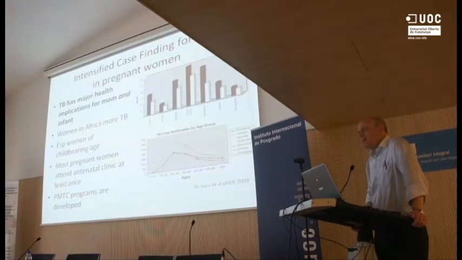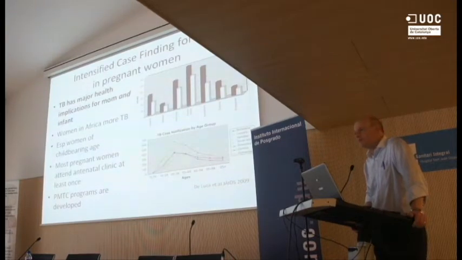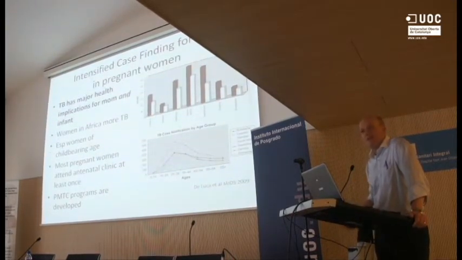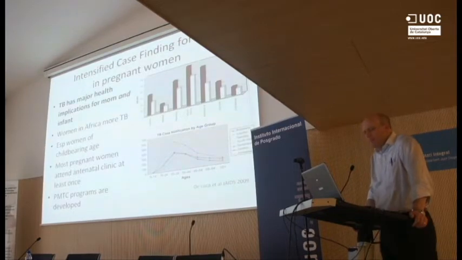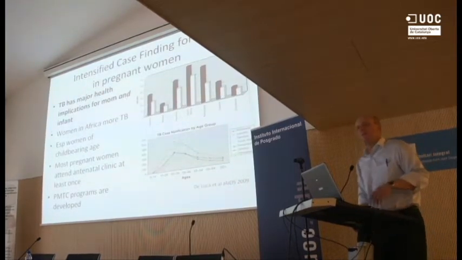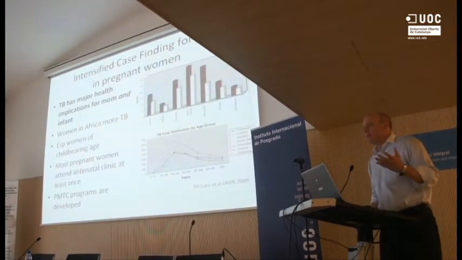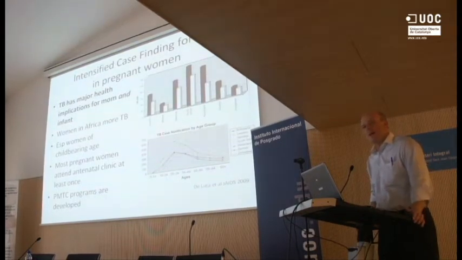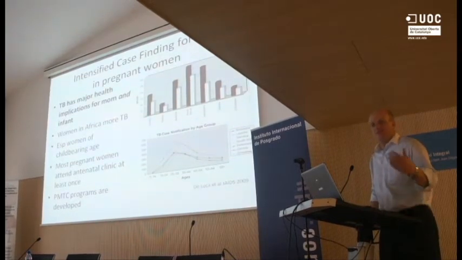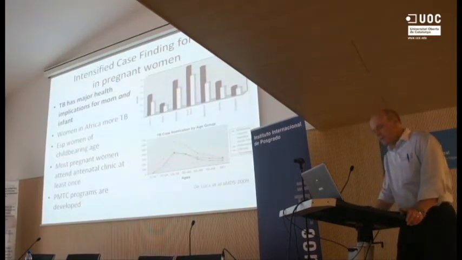But TB in pregnant women has major implications both for the mother as well as for the fetus and for the infant, and it causes prematurity and it causes low birth weight, and the child can also have TB. And the other thing about pregnant women is that this is a group that will attend healthcare at some stage during their pregnancy, and it really offers an ideal opportunity to intervene and try and find out if they have TB.